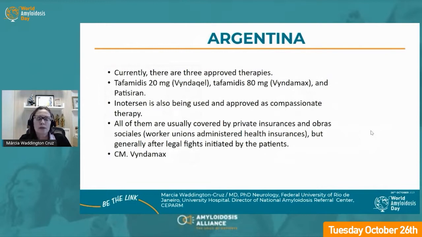Dr. Fabio Barroso sent me this situation in Argentina. Currently, there are 3 approved therapies: Tafamidis 20 milligrams, Tafamidis 80 milligrams, and patisiran. Inotersen is also being used and approved as compassionate therapy. All of them are usually covered by private insurance or obras sociales, worker unions administered by health insurances, but generally after legal fights initiated by the patient, so it's a hard way. And cardiologists are using Vyndamax for cardiomyopathy.